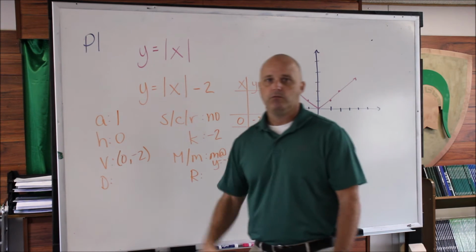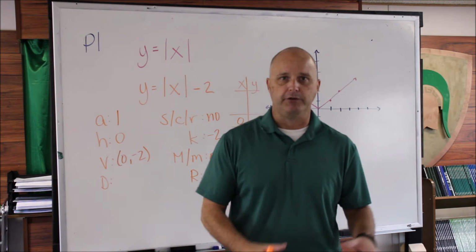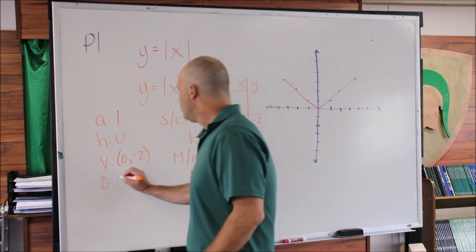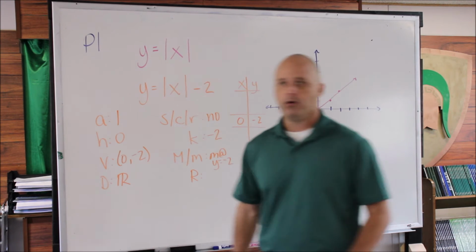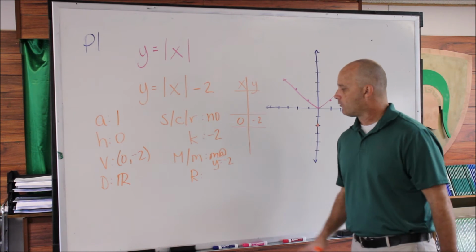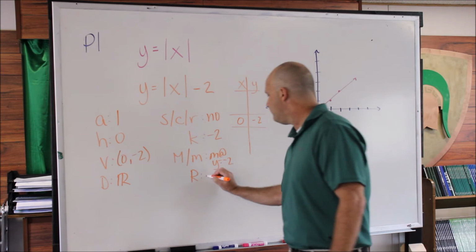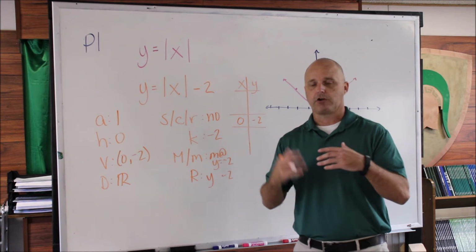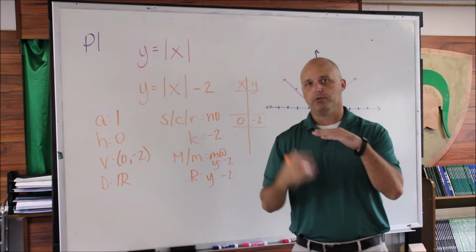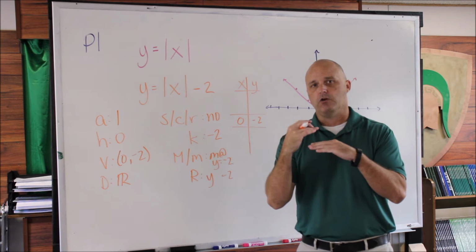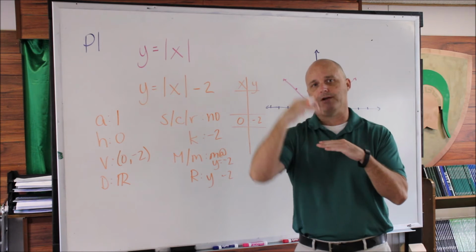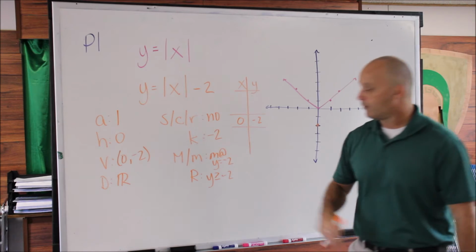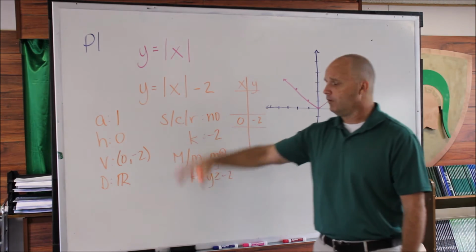In our domain, whenever we're doing absolute values, especially in Algebra 1, the domain is always going to be all real numbers. So you can come down here and go ahead and put all real numbers there. Then for our range, we're just going to take y and -2, and then we need to figure out is our graph going to open up above or below that vertex? Since it's opening up above, that means all of our values are greater than or equal to the y value of the vertex.